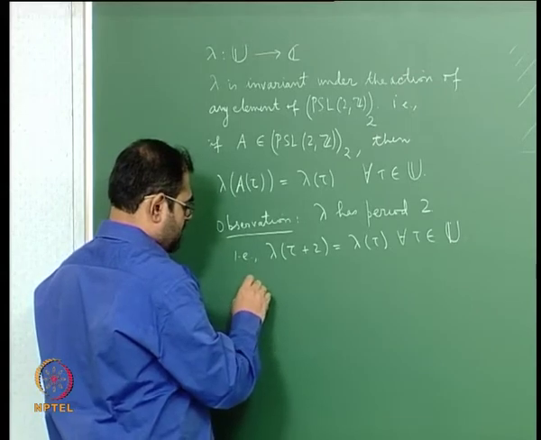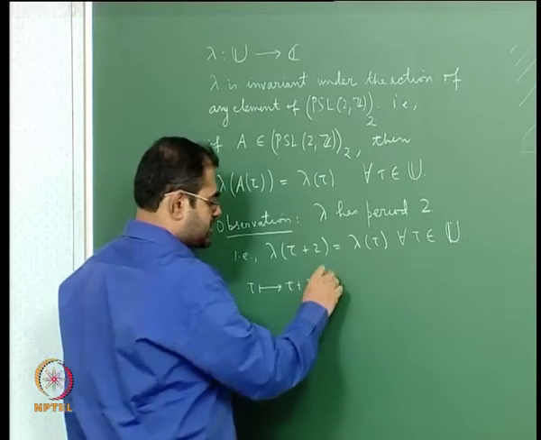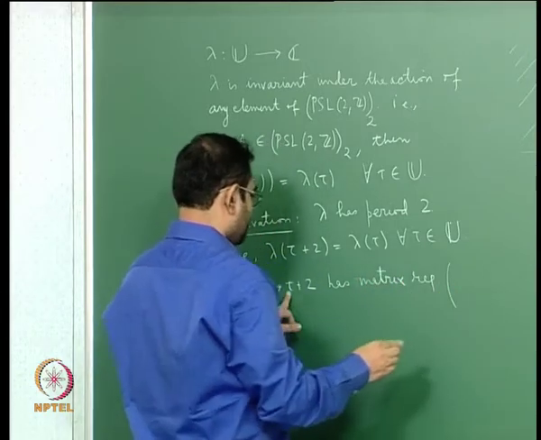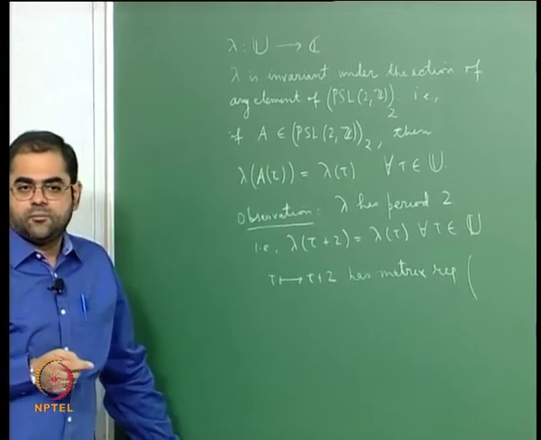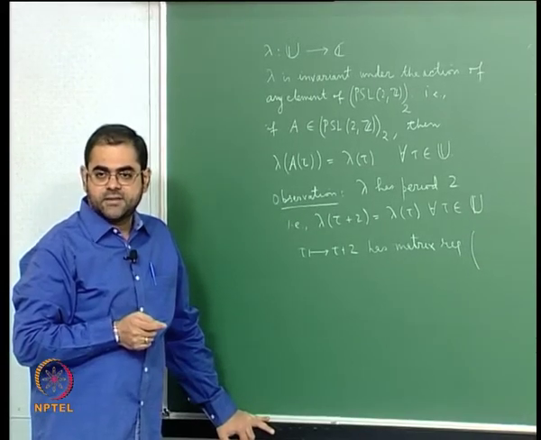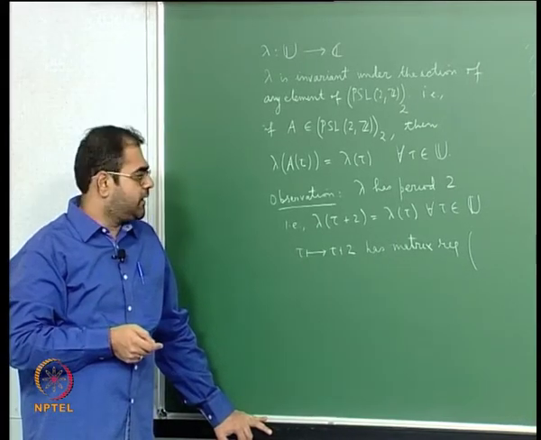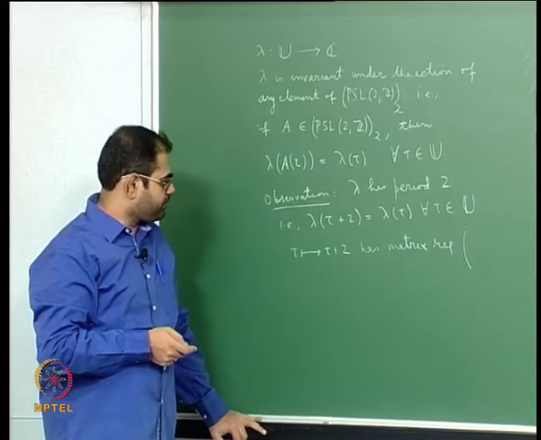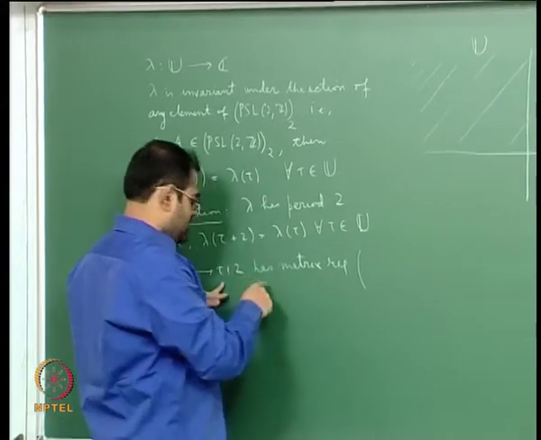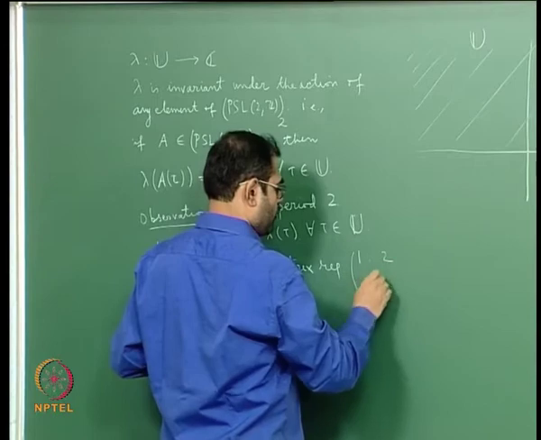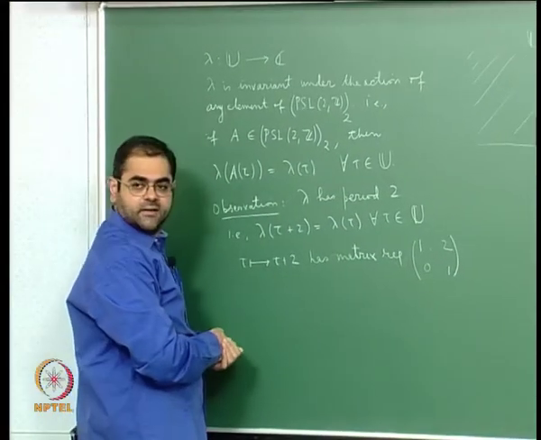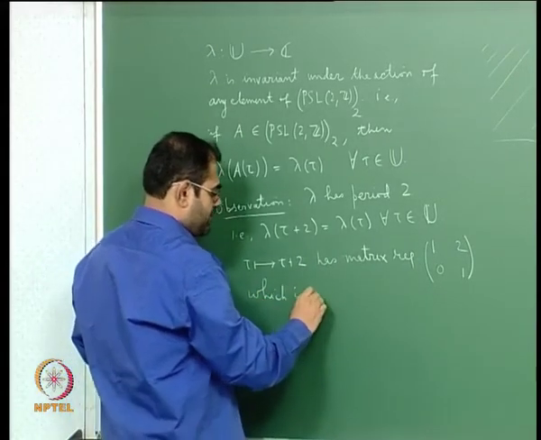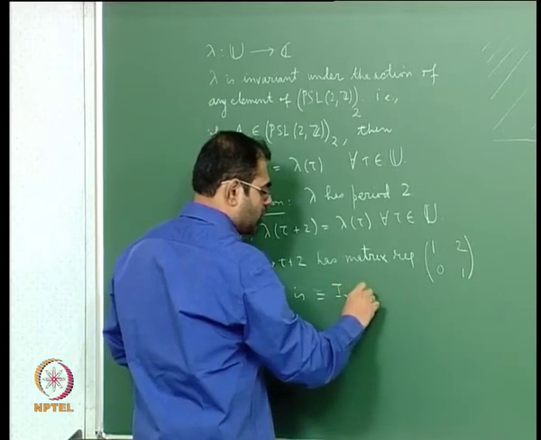One way is the transformation tau going to tau plus 2, which has a matrix representative. For a general linear transformation tau going to A tau plus B by C tau plus D, the matrix representation is the matrix ABCD, and of course you always normalize to make sure that the determinant of that matrix is 1, so that it is unimodular. So this is going to be the matrix 1 2 0 1, and you can see that this matrix, if I read it mod 2, is the identity matrix I2 mod 2.